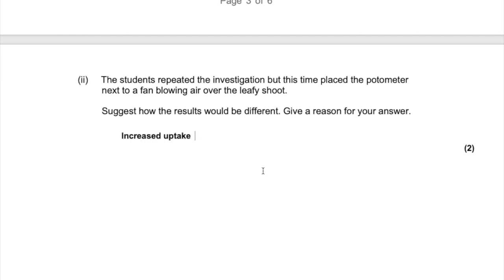And the reason why would be because there's a greater rate of transpiration, because there is more evaporation of water from the leaves in those conditions. So it's only a 2 marker, so it only needs to be a short description. So increased uptake for our first mark, because there would be increased evaporation.